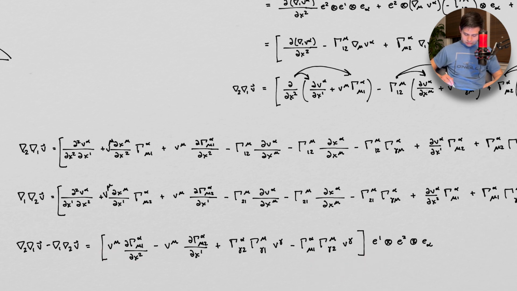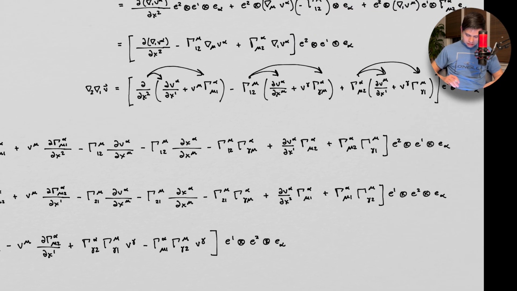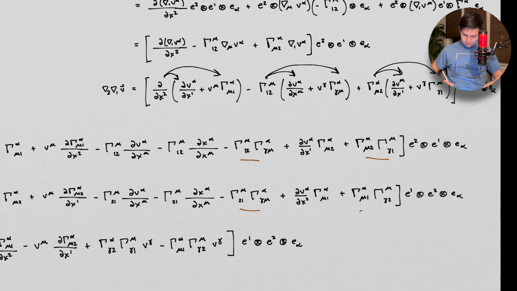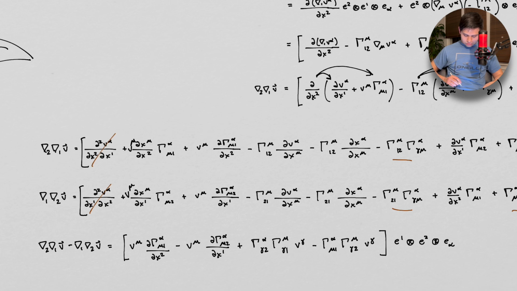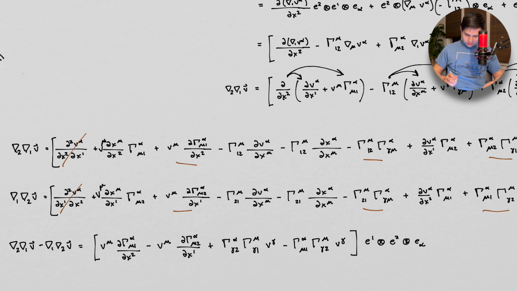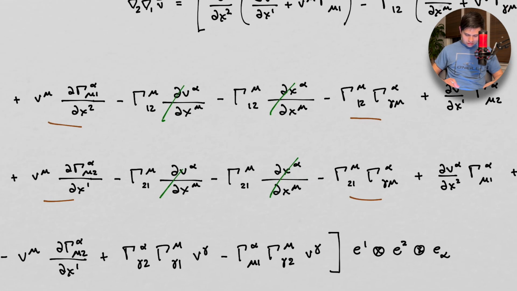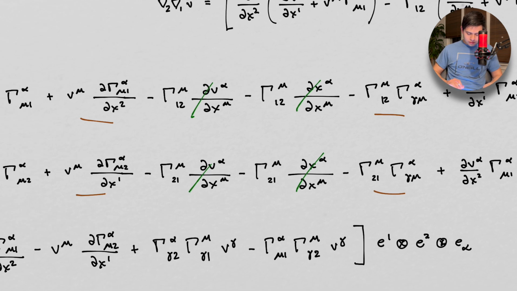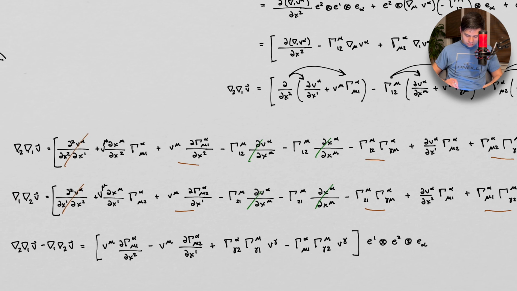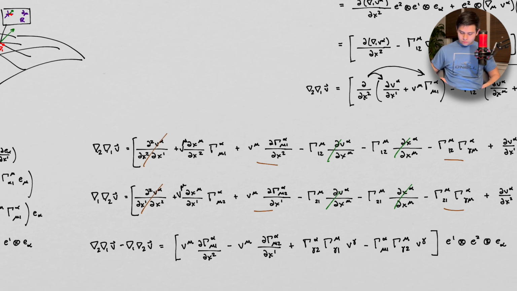A lot of things are going to cancel. So let's see here. These guys are going to cancel, and then these terms are recovered. These terms are recovered. And then the two derivative terms, these terms are recovered. And these terms go away. The reason these terms go away is because they're the same. If we assume torsion freeness, these things will cancel. So this is torsion free, and we want to keep that in mind.